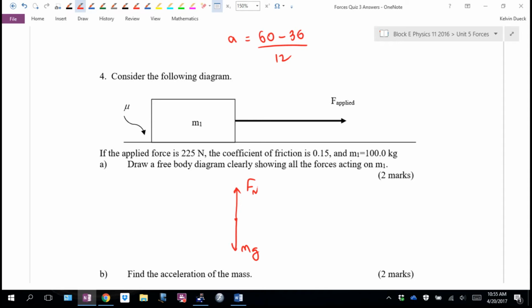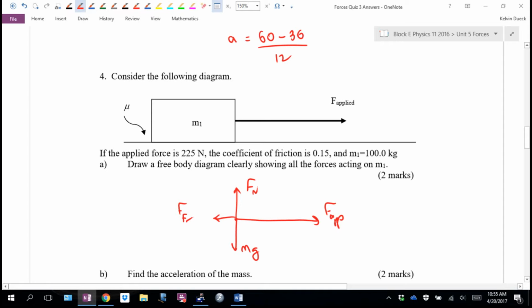Pointing which way? Okay. What else? Friction. Friction pointing which way? Bigger, smaller, or the same size as F applied? Smaller. That's what I would look for.